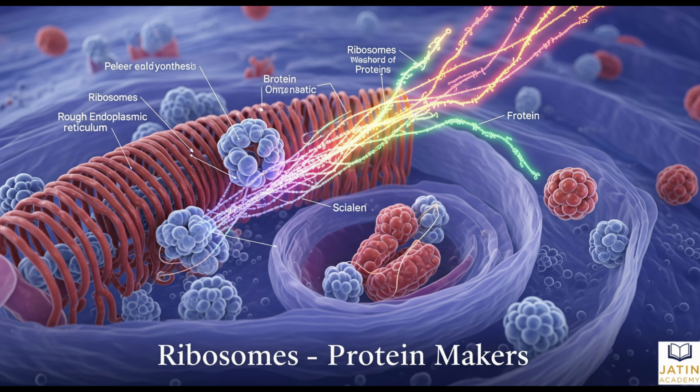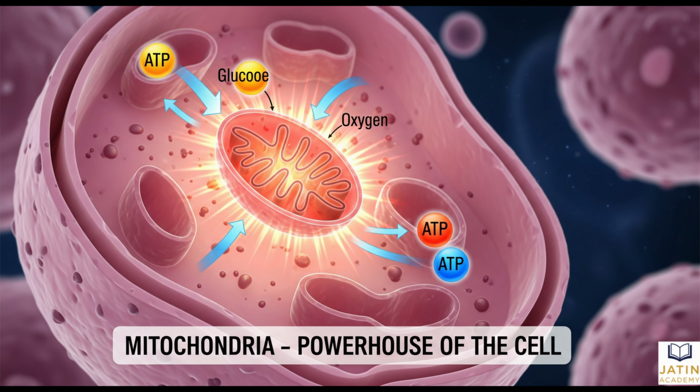Now we move toward the area that gives the cell its energy, the mitochondria. Small, oval-shaped bodies, they may look tiny, but they do a huge job. They break down glucose and create energy, which is then stored in a chemical form called ATP. That's why they are called the powerhouse of the cell.